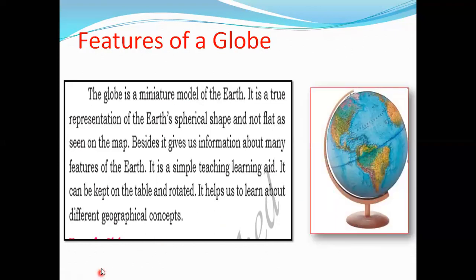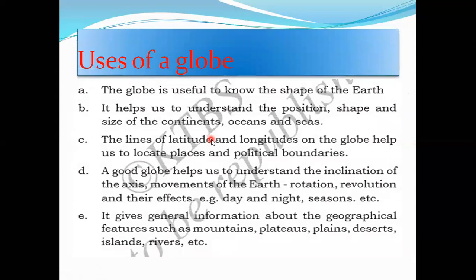The globe will help us to understand geographical concepts. Next, what are the uses of the globe? The globe is useful to know about the shape of the earth. First point, we get to know the shape of the earth with the help of the globe. And second point, it helps us to understand position.